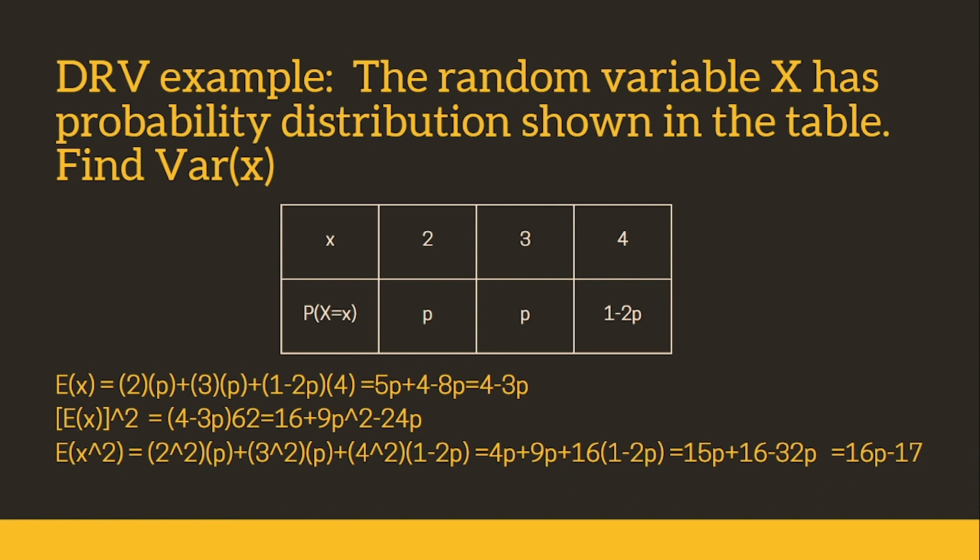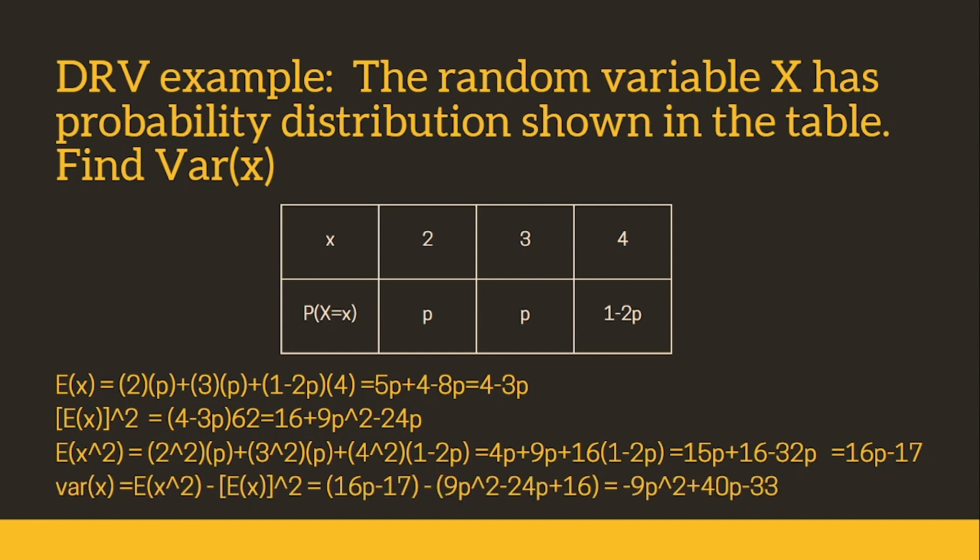So here's an example. Find the variance of x in this case given the probability distribution. So likewise, we are just going to go find E(x), and we're going to find E(x) all squared. So we can then find E(x squared), which in this case is just going to be 2 squared times p plus 3 squared times p plus 4 squared times (1 minus 2p). Then you simplify it, you'll get 16p minus 17. So then we can find our final variance, which is going to be E(x squared) minus the square of E(x) itself. So if you do that, it will simplify and you'll eventually get minus 9p squared plus 40p minus 33.